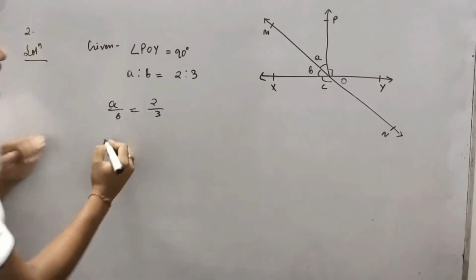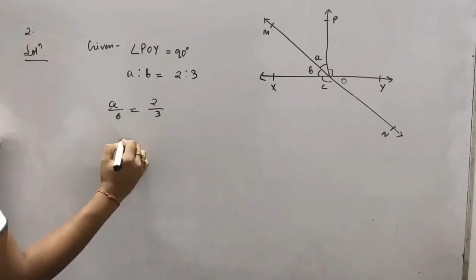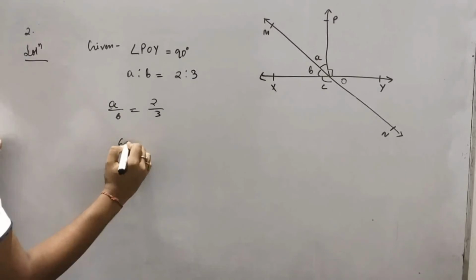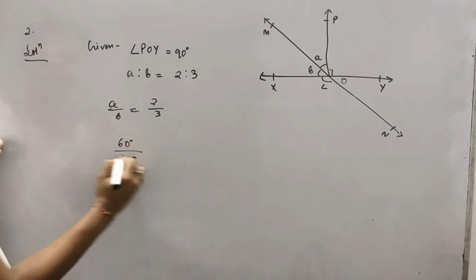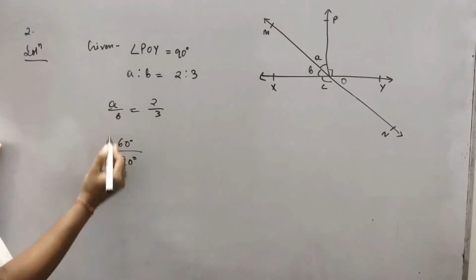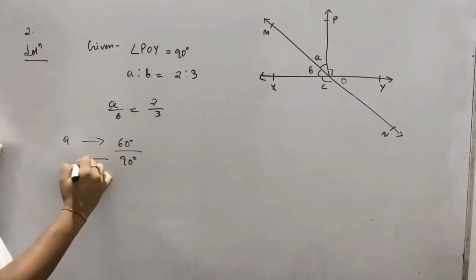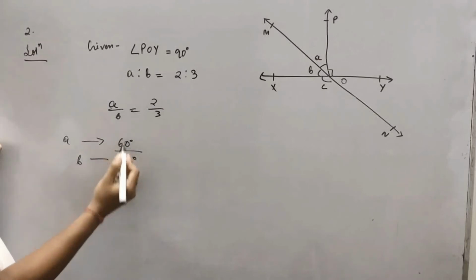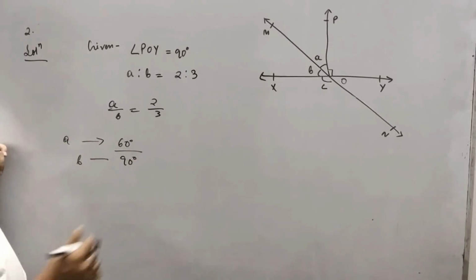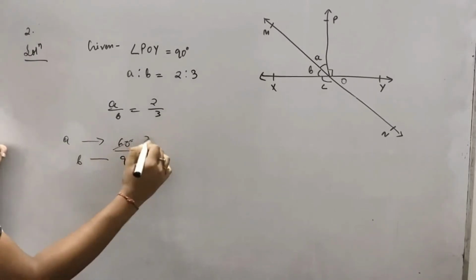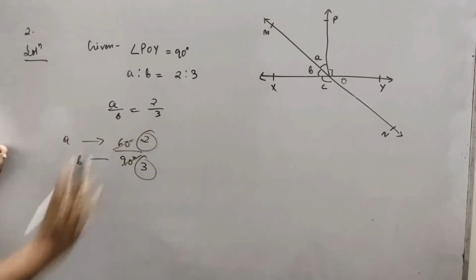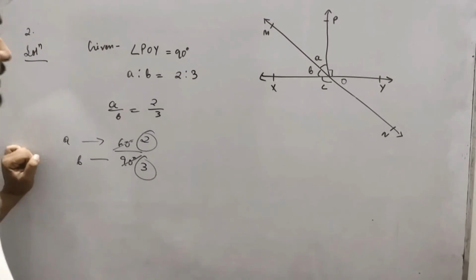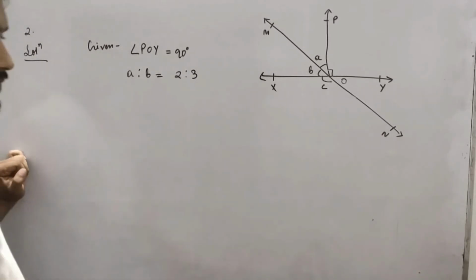Think of it like this. Say angle A is how much? 60 degrees, and say B is 90 degrees. This is A and this is B. So what is A is to B? 60 degrees to 90 degrees. Say, for example, the ratio will be 30 to 60, 30 to 90. So this is given in the question, that A is to B is 2 is to 3.